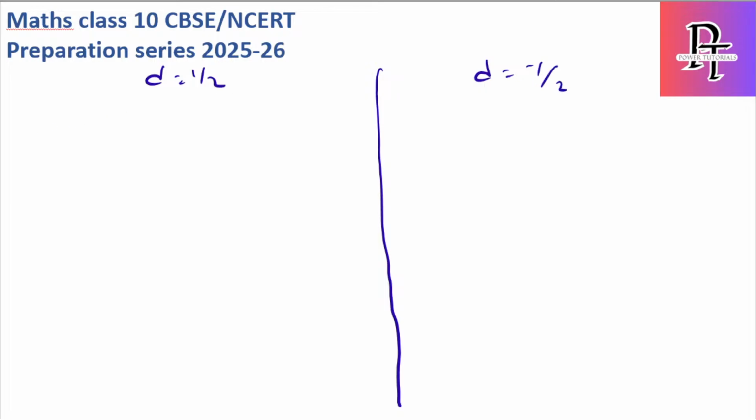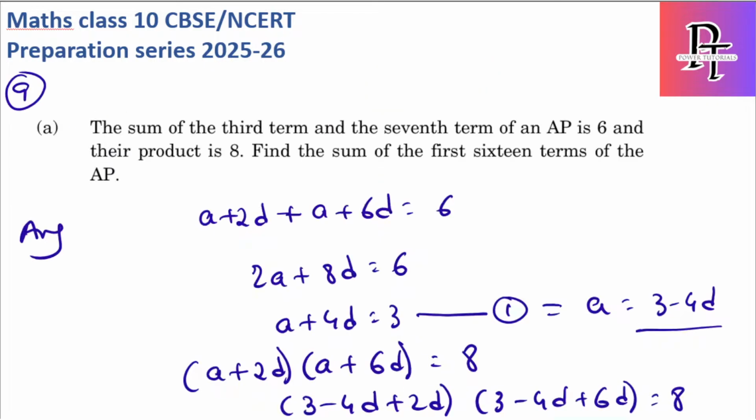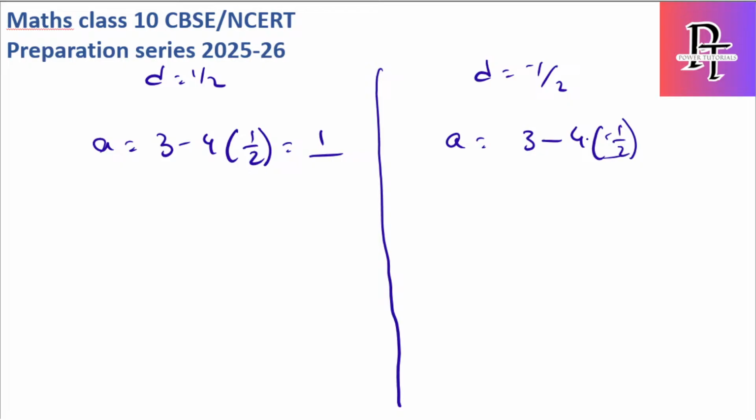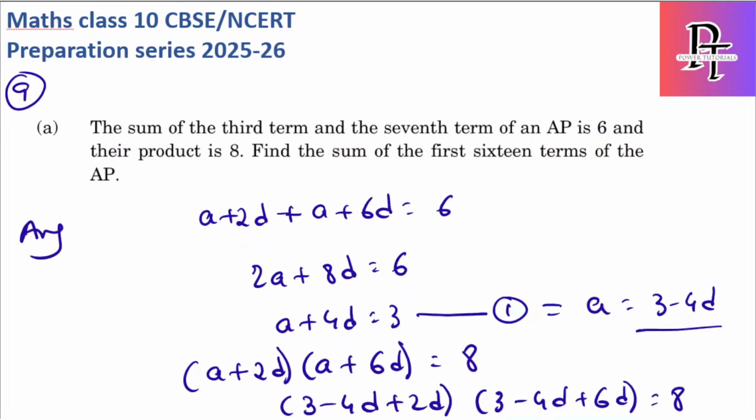So what is the a value? a is equal to 3 minus 4d. So a is 3 minus 4 into 1 by 2. So 3 minus 2 is 1 in that case. If d is minus half, then a is 3 minus 4 into minus 1 by 2, so 3 plus 2 is 5. So if d is half, a is 1, and if d is minus half, a is 5. Let's see which one satisfies the sum of the third and seventh terms.